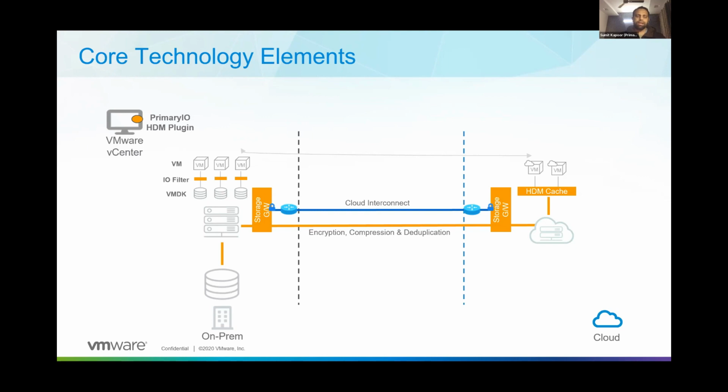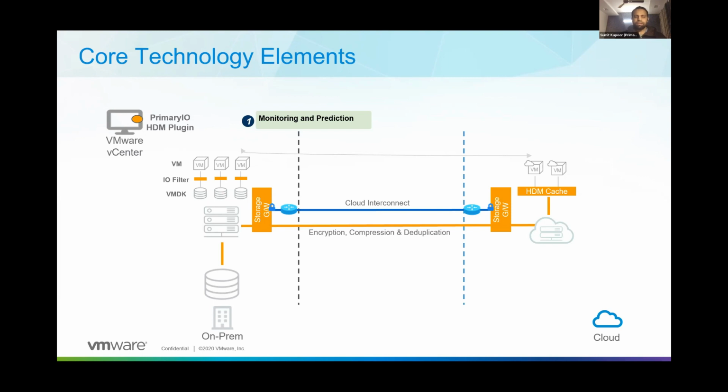So when I say configuring the on-premise environment, it basically is inserting an IO filter, which is a VMware certified pass-through filter within the hypervisor. And this is the IO filter which sits between the virtual machines, or the applications running within the virtual machines, and the VMDKs. We also deploy a storage gateway on the source or premise environment. And this is the gateway between the VMDKs on premise and the WAN interconnect.